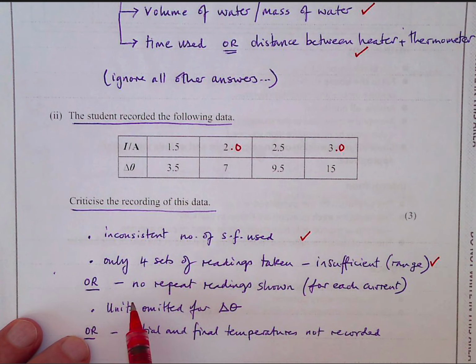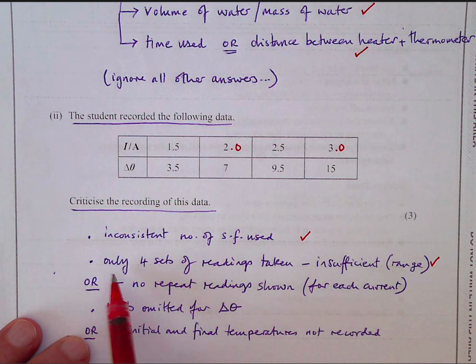And then it says, instead of saying there's insufficient, you could also mention that there's no repeat readings shown. So for example, if they're doing these data points, then they should measure the temperature rise more than once, is what they're saying. And then a very simple one is the units are omitted for delta theta. So this should be presumably in degrees centigrade. Okay. So these were the 3 main points. That would get you 3 marks.